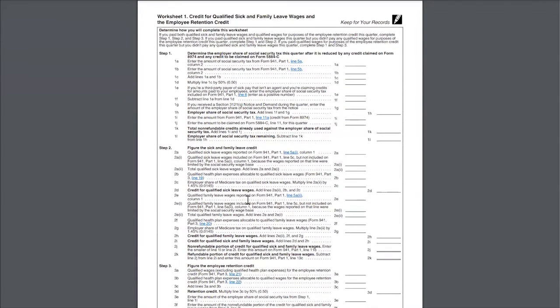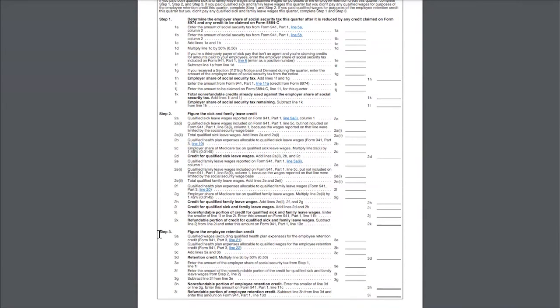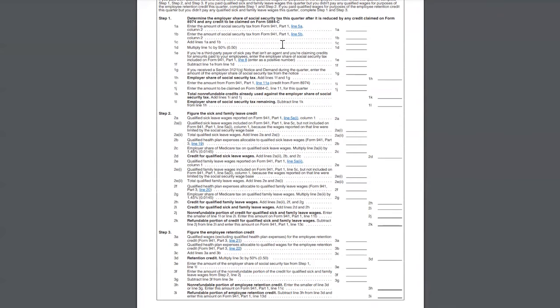This form is pretty self-explanatory. You're going to fill out step one and step three, unless you had a sick and family leave credit during that quarter. But read through it. I will not focus on step two. I will just explain how step one and step three work. To start, pull out your form 941, the one that you filled out for quarter 2, 3, or 4 for year 2020, or quarter 1, 2, and 3 for year 2021. And you just go line by line, and it's pretty easy.